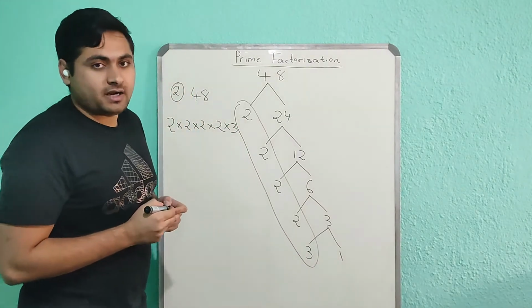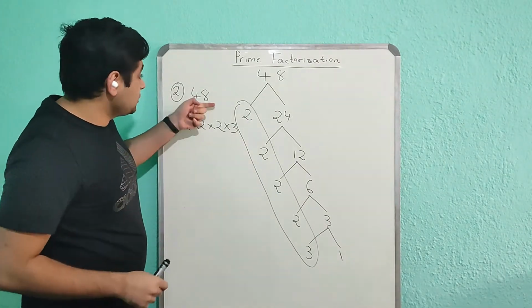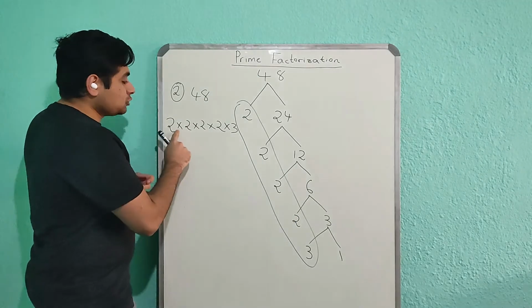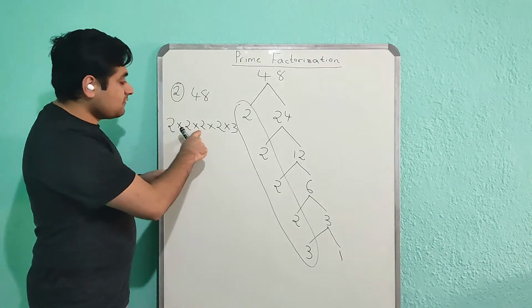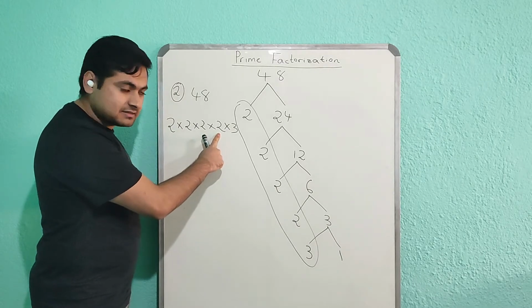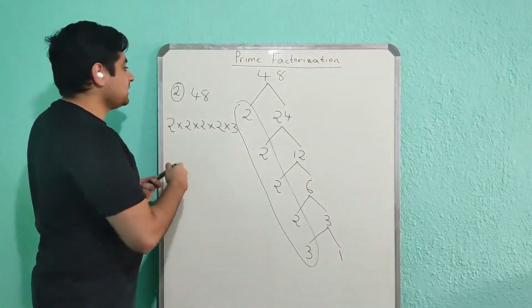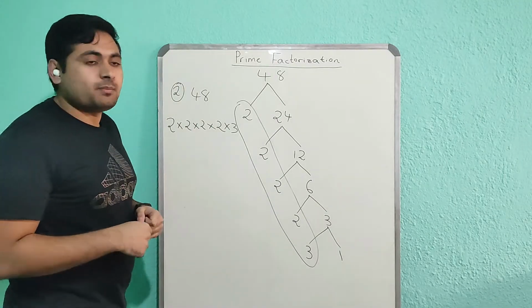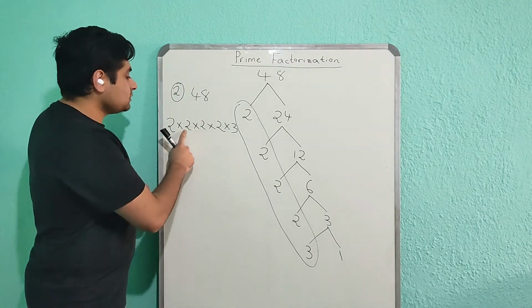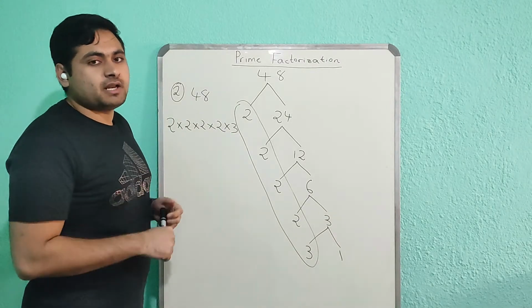Is our answer correct? Let's check it, right? Let's multiply the prime factors. We should get 48. So 2 times 2 is 4. 4 times 2 is 8. 8 times 2 is 16. And 16 times 2 is 32, and 32 times 3 is 96, so we multiply the last 2 and 3 accordingly to reach 48. Therefore, we know that our answer is correct. So the prime factors of 48 are 2 times 2 times 2 times 2 times 3. Let's move on to the next example.